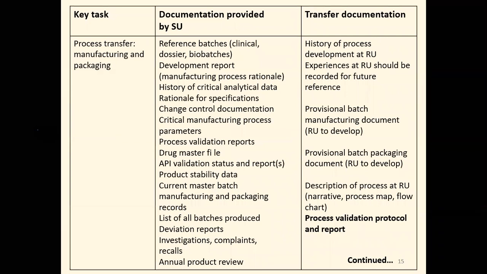Then the next task is the process transfer in manufacturing and packaging. So here we can go with the reference batches, development reports, some history of critical analytical data, then rationale for specification, change control documentation, critical manufacturing process parameters, then a process validation report. A long list is there.